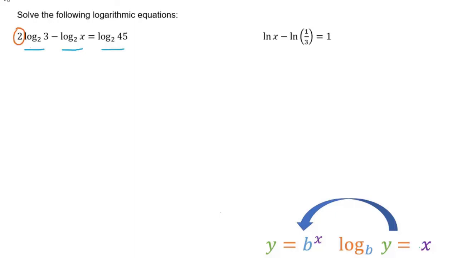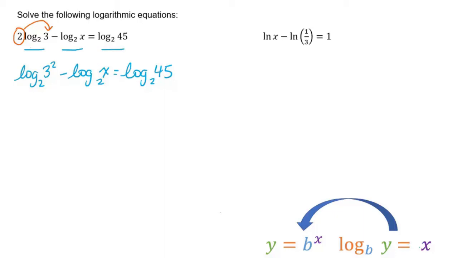That means we'll take the multiple of 2 and turn it into a power as our first step. So we now have the logarithm of 3 squared to the base 2 minus the logarithm of x to the base 2, and that's equal to the logarithm of 45 to the base 2. I should point out that the reason I can use the properties of logarithms here to condense this difference of logarithms is because all logarithms are to the base 2. If your bases are different, you will first have to change the bases so that they match.